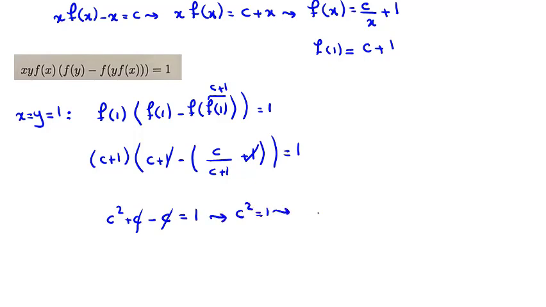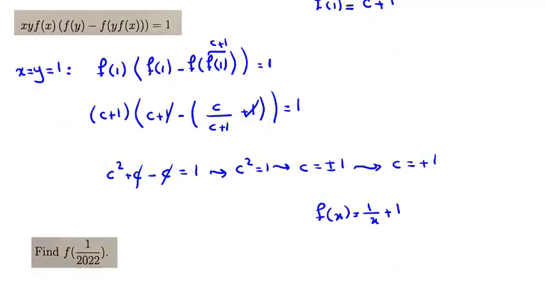C squared is 1. C can be positive or -1. If for f of 1, c is -1, -1 plus 1 is 0. So c can only be 1, and if I replace, f of x equals c over x plus 1 will be 1 over x plus 1. The problem wants to find f of this. It will be 2022 plus 1, which equals 2023.